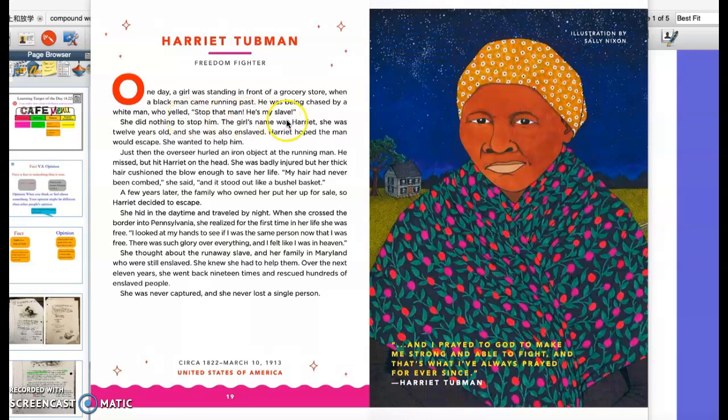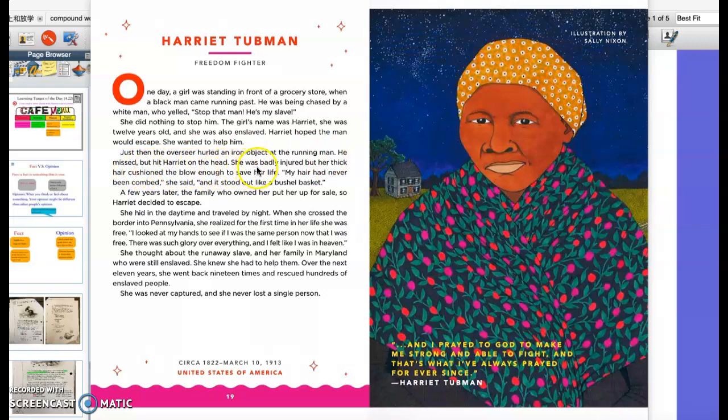He is my slave!" Okay, let's keep going. She did nothing to stop him. The girl's name was Harriet. She was 12 years old, and she was also enslaved. Harriet hoped the man would escape. She wanted to help him. Just then, the overseer threw an iron object at the running man. He missed, but hit Harriet on the head.